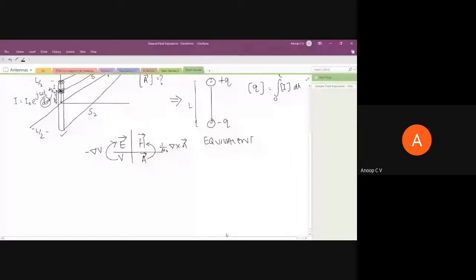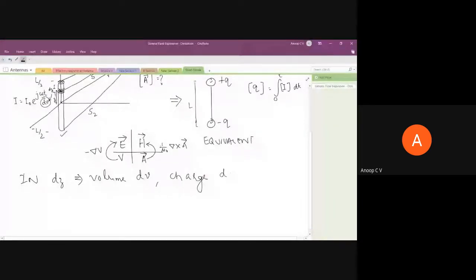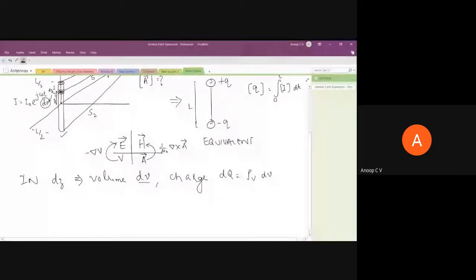I'm writing now in dz, in length dz, that we have a volume. It has a volume of dV, as a differential volume. We don't know what that is, it has a differential volume dV, and it has a charge. It has a charge equal to rho V into dV, where dV is the differential volume and rho V is the volume charge density.